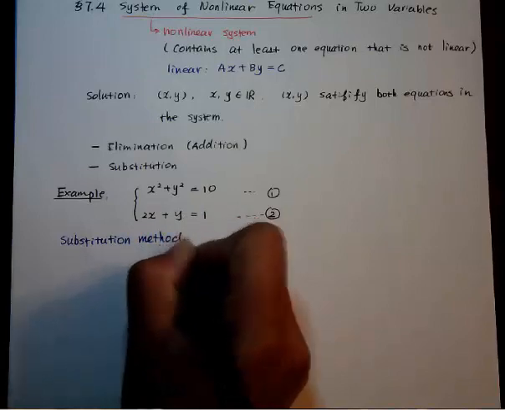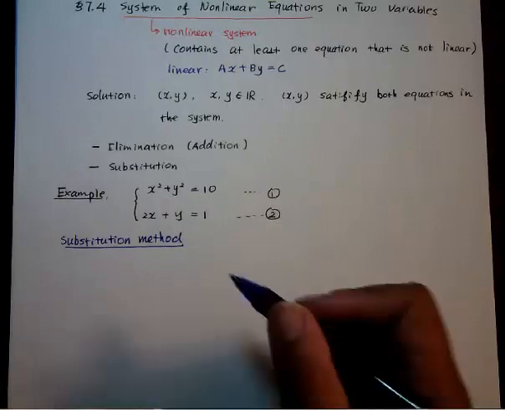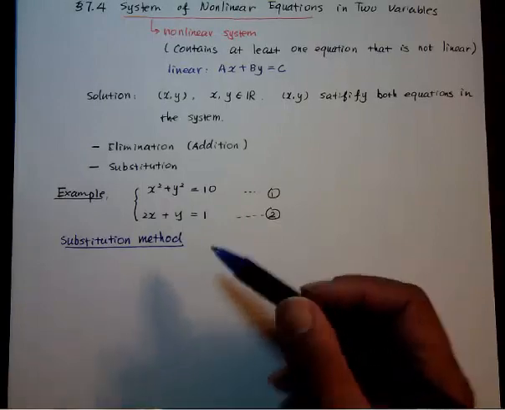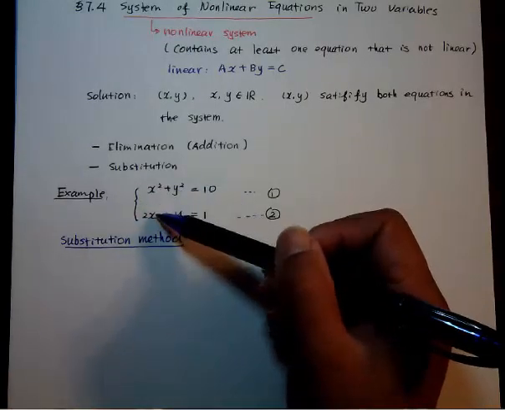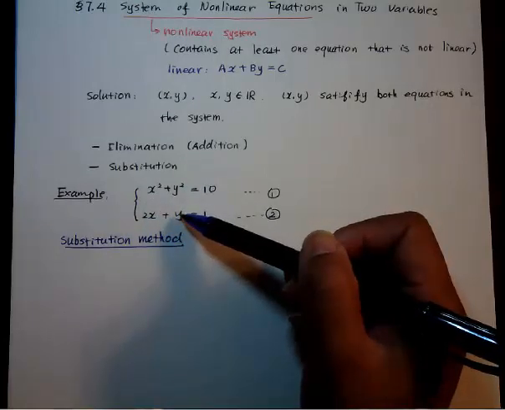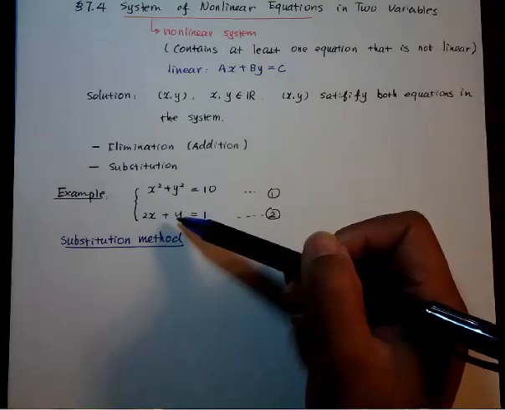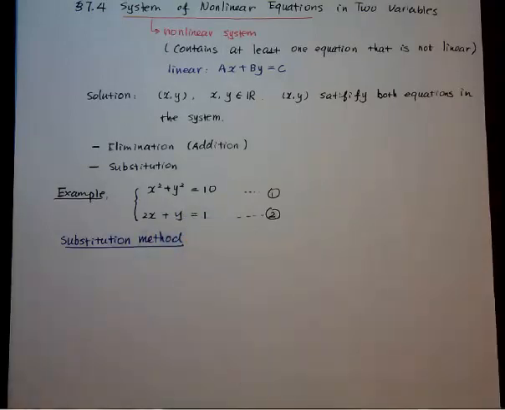Well, my mistake. Indeed, in this problem you cannot use the elimination method, because when I go back to take a look at the equations, you see this is x squared, this is not x squared, and this is y squared, this is not y squared. They are not like terms. You really cannot eliminate them by simply adding or subtracting them. So the only method we can use in this problem is the substitution method.